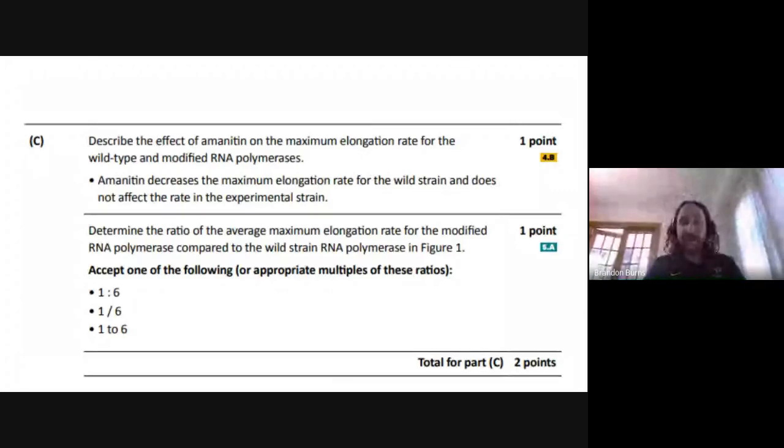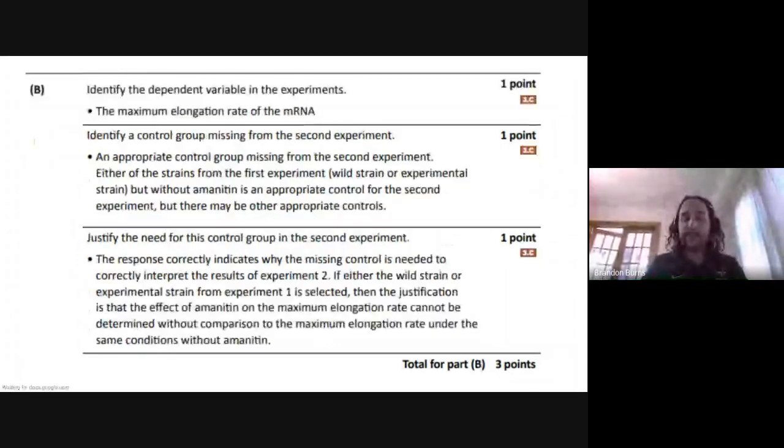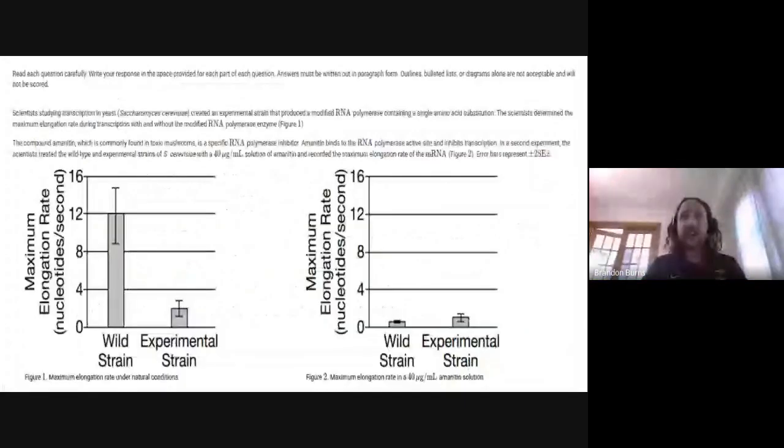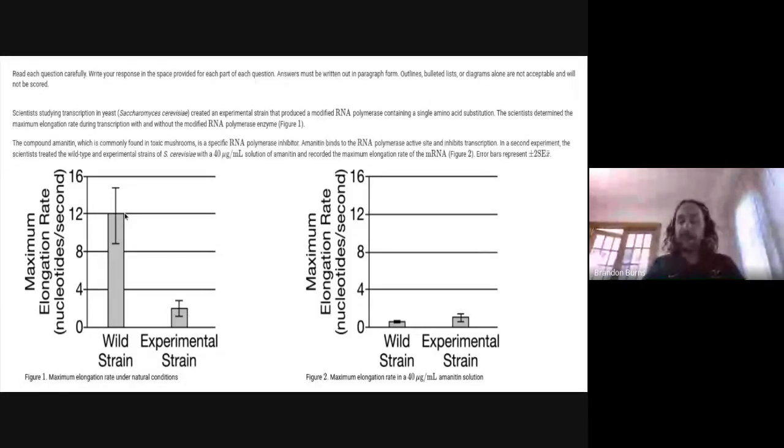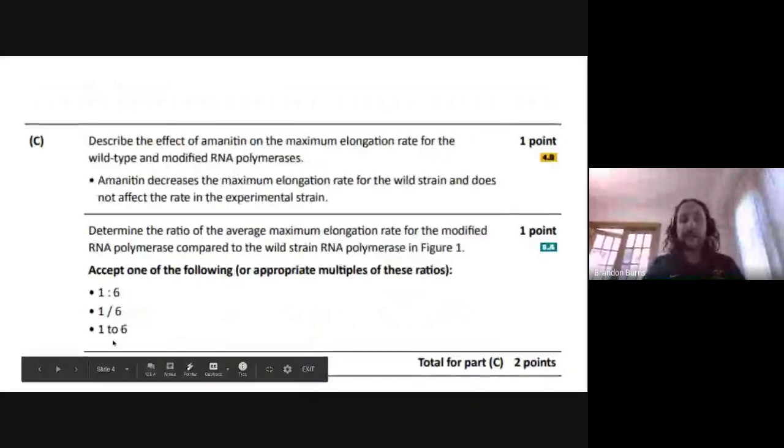And then the second point on question C was to determine the ratio of the average maximum elongation rate for the modified RNA polymerase compared to the wild strain RNA polymerase in figure 1. So again, this is a question that simply asks you to do some data interpretation. You're supposed to look at figure 1, compare, and get a difference. The experimental value is an elongation rate of about 2 nucleotides per second, whereas the wild type is 12. So a 2 to 12 ratio comes out to a 1 to 6 ratio.